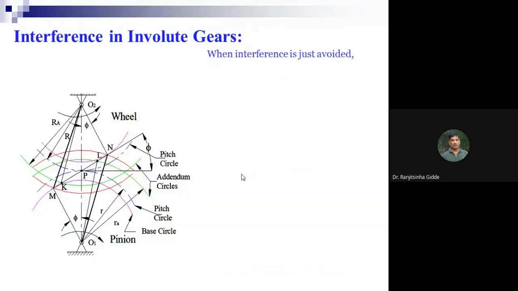Okay. So when this radius of addendum circle, that is O1L, this one is the addendum circle, it is increased up to this. That means now the new radius will be O1N. And if this radius is increased beyond this N point, that means O1N, that is the limiting radius of the addendum.